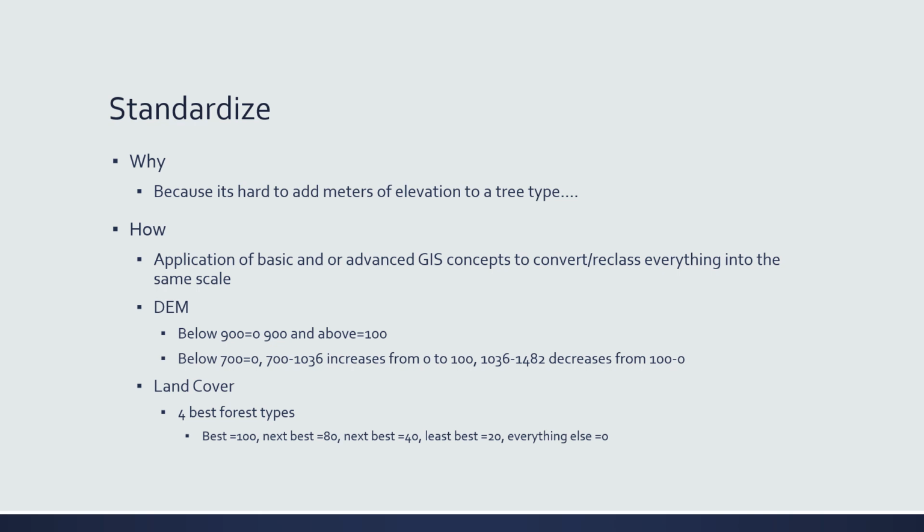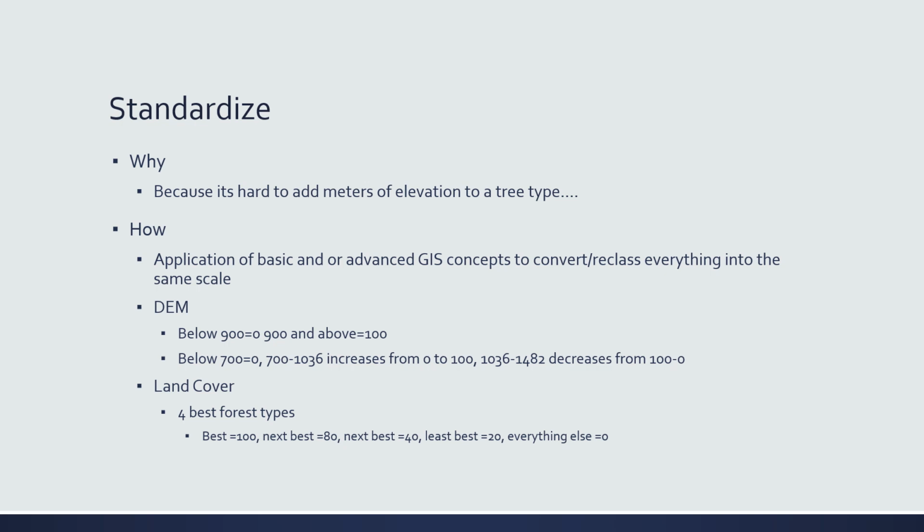And so how do we do that? Well, we apply basic and in some cases advanced GIS concepts to convert or classify everything into the same scale. Now, we have two basic data sets in our model, our digital elevation model and our land cover. We're going to look at how we can standardize both of those, relative to a more detailed example that I'm going to show, and a generic, scaled-down, bare minimum version that I would expect a student to try the first time they're doing a project.